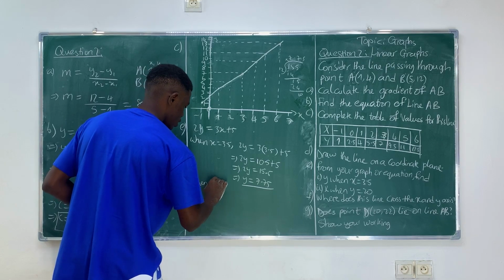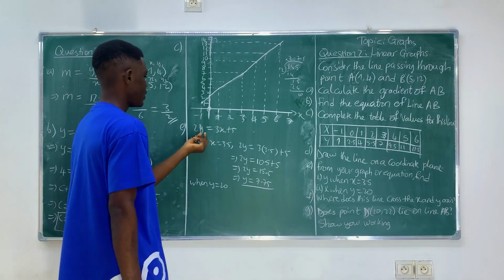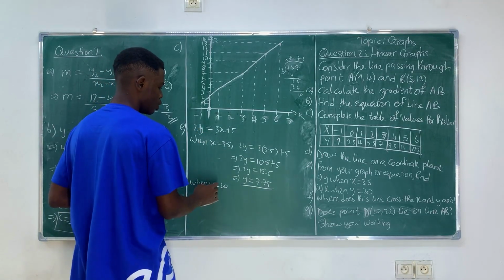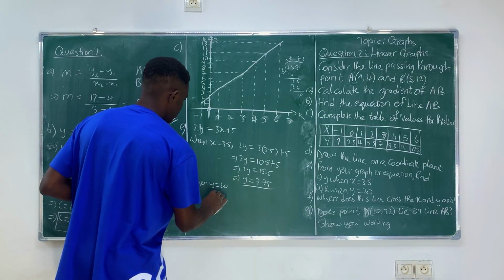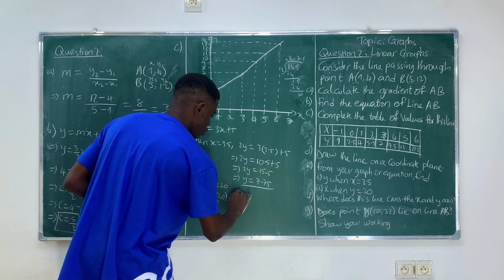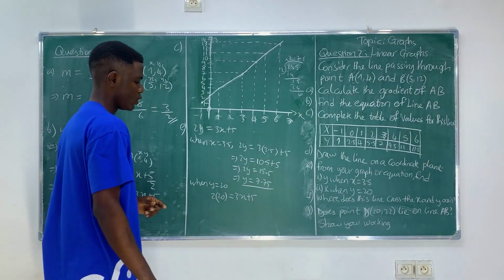So when y is equal to 20, we should find the value of x. So we replace our y by 20 here. We put y as 20 because it told us that y is 20. So we're going to have 2 times 20 is equal to 3x plus 5. What do we do now?